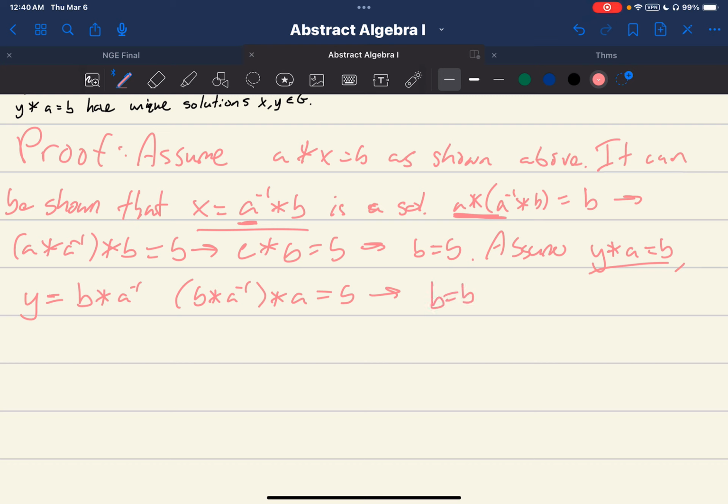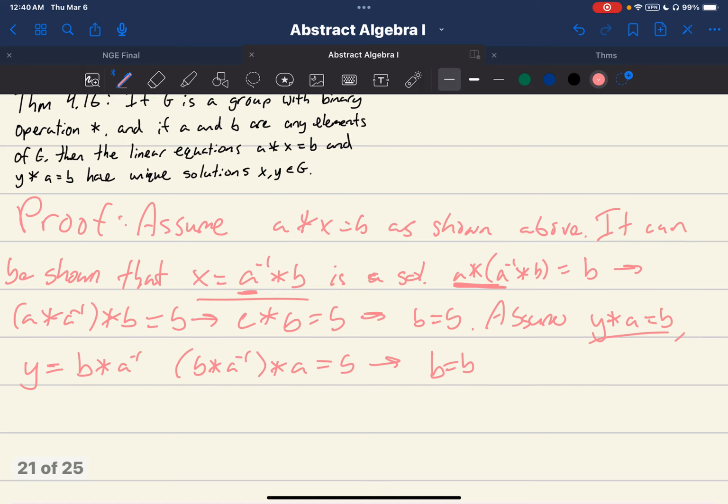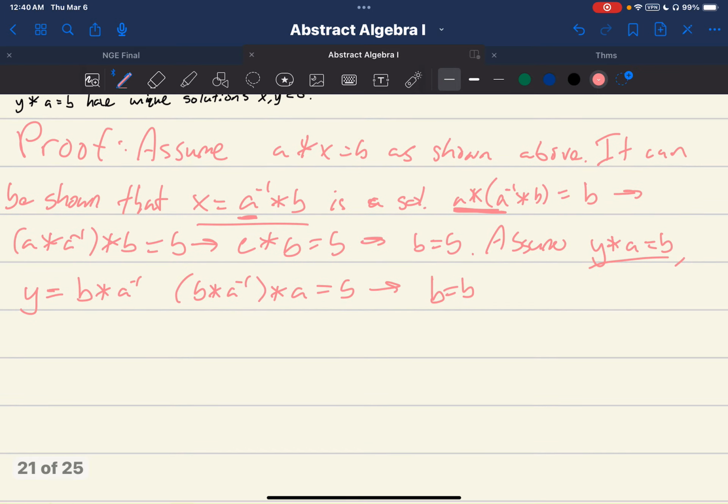I hope that me skipping is not too dangerous, but these A's will make you an e and then you'll have b equals b. So now that we've done that, we have that there are some solutions to these linear equations, but how do we know there's not an infinite amount or three of them or none of them? Well, we did show not none of them, so we've got that start.